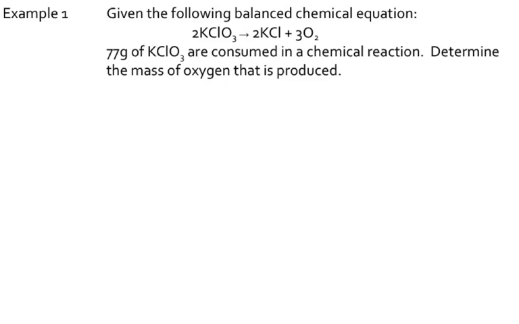So in this example, we're dealing with the chemical reaction of KClO3 producing KCl and O2. What we know is that we started off the situation with 77 grams of KClO3, and the question is, what is the mass of oxygen that's produced? First step always is to determine how many moles of our known substance we actually use up. So how many moles of KClO3?